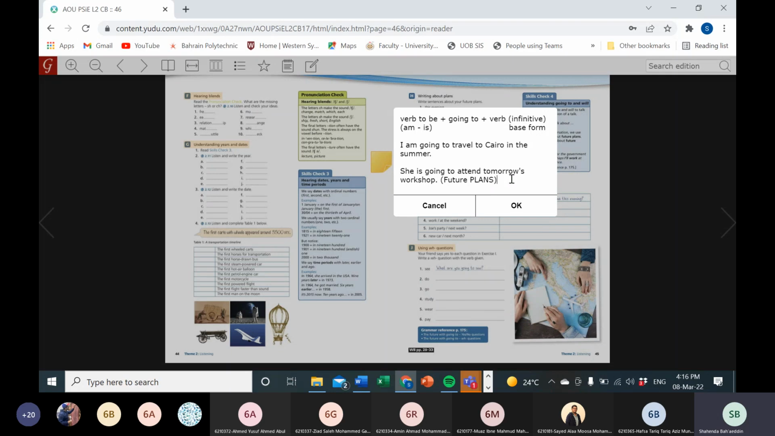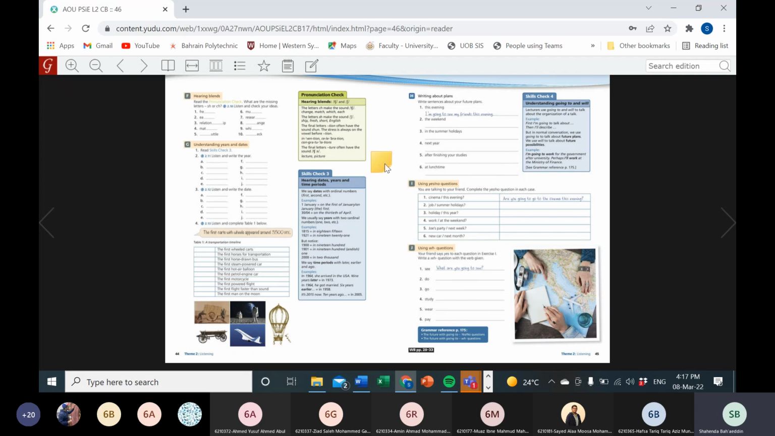What do we mean by plans? We mean that I prepared a plan for this. For example, I'm going to travel to Cairo in the summer. Probably I booked the tickets, I booked the hotel, I have a plan. Okay? So you make the preparation for doing a certain action. Very good, very good. Okay, this is one thing.